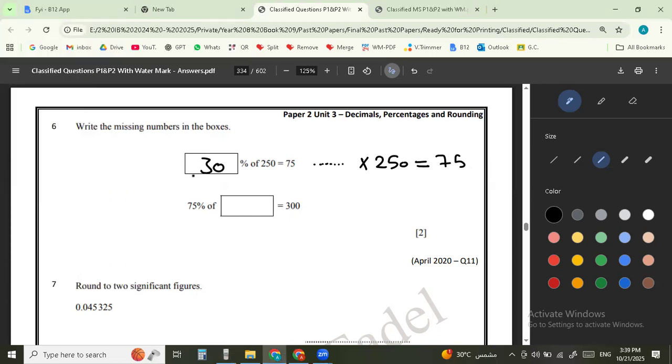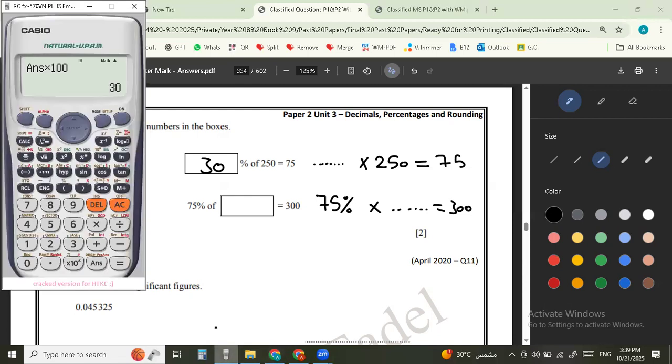While here, this is saying 75% times what equals 300. It's the same idea. So I'm going to do what? 300 divided by 75%, which is 0.75, equals 400.